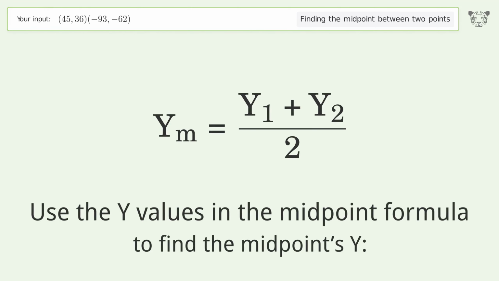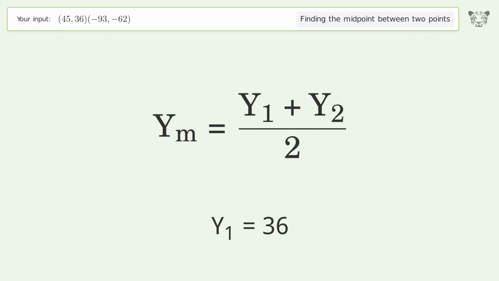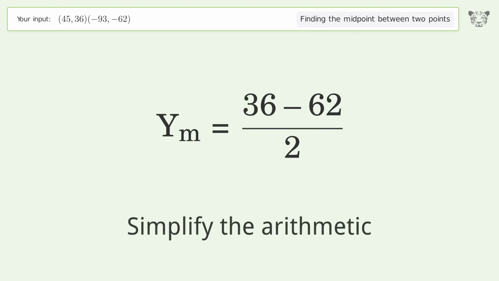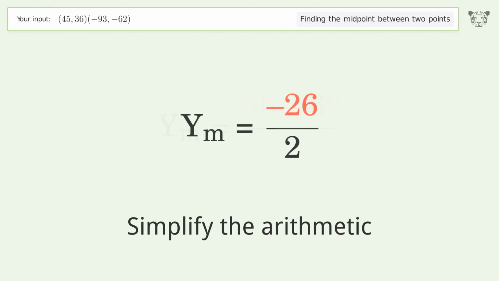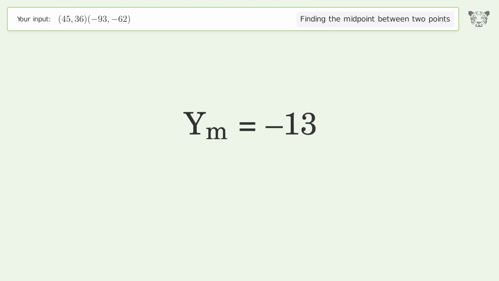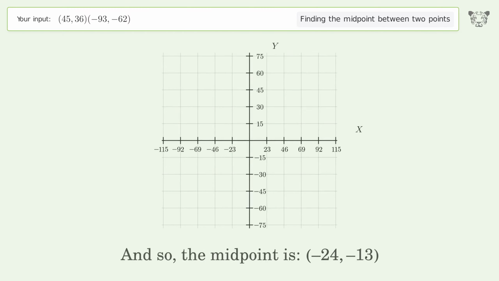Use the y values in the midpoint formula to find the midpoint's y. y1 equals 36. y2 equals -62. Simplify the arithmetic. And so, the midpoint is -24, -13.